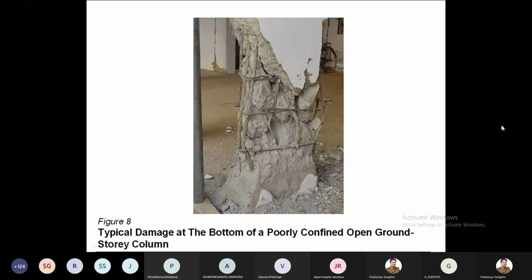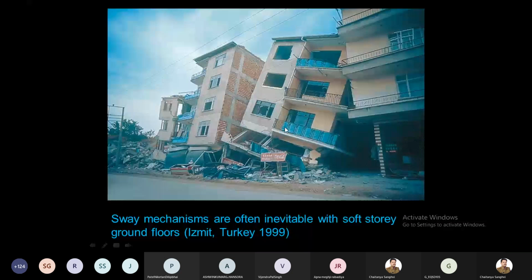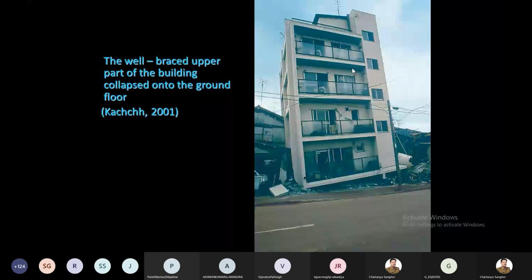This is the damage you can observe. It is a poor design. Even here the closed stirrups are required, but they are not provided. If you look at this, the upper story seems okay, but the ground story columns collapsed, right? So this is the soft story effect. Here you can see the upper story is absolutely fine, right? But these ground story columns collapsed.